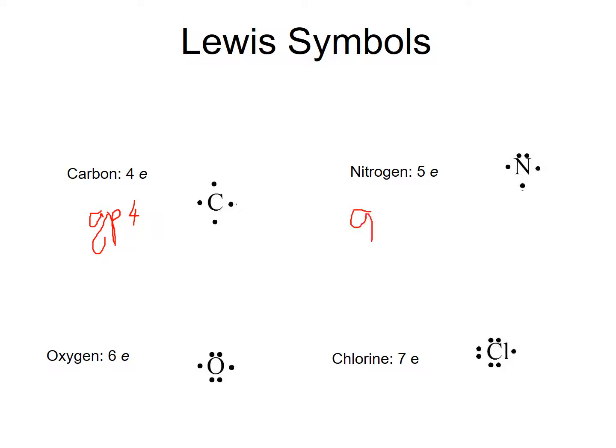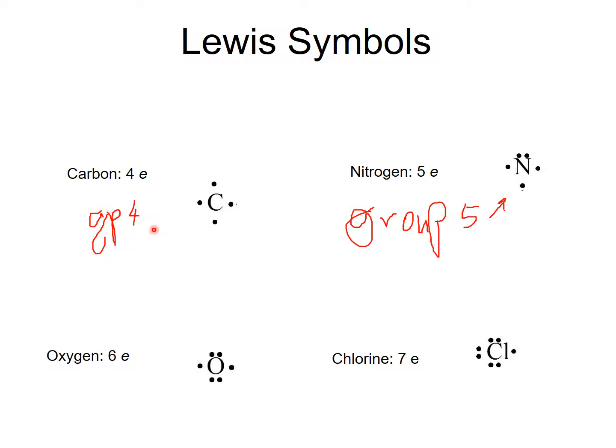Nitrogen is in group 5 if you look at the periodic table. So how many valence electrons does it have? It has 5 valence electrons. I show the 5 valence electrons by showing the little dots around the atom.